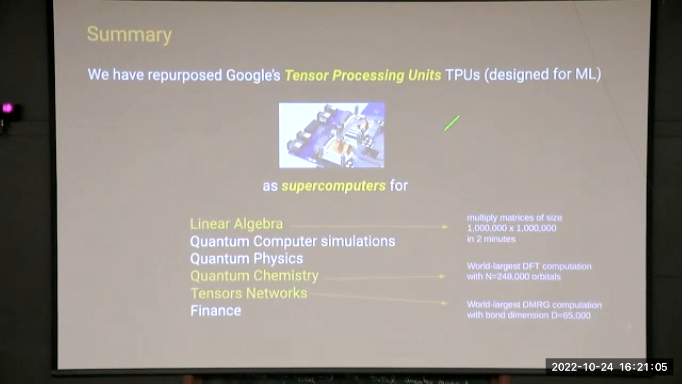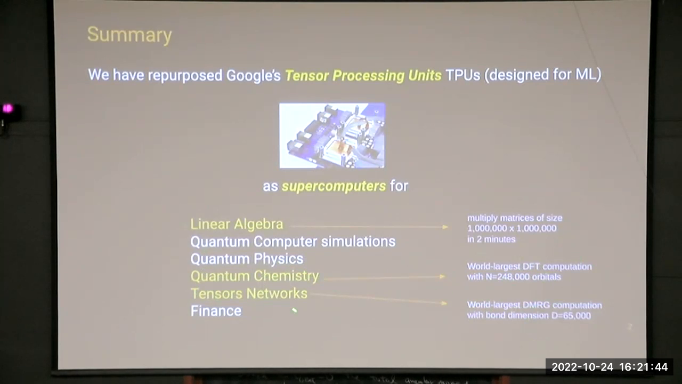So we managed to repurpose this hardware to do supercomputing calculations for linear algebra, also for quantum computer simulations, for quantum physics, for quantum chemistry, for tensor networks and finance. And for instance, for quantum chemistry, we managed to get the world's largest computation in something called DFT, Density Functional Theory, using 250,000 orbitals. And if you don't know about this technique, that's fine. But if you know about DFT, you will appreciate that 250,000 orbitals is like crazy.